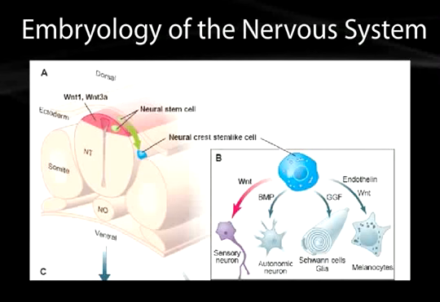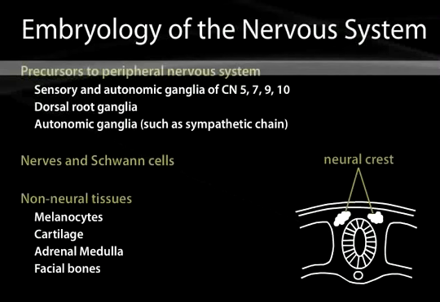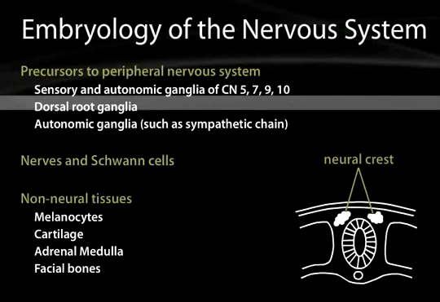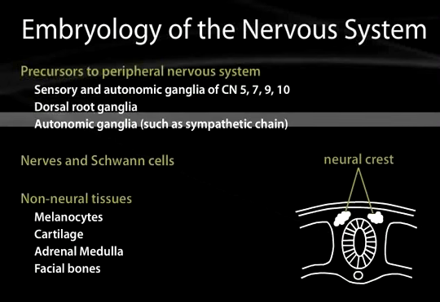Different types of growth factors will cause these neural crest cells to develop into different types of tissues, such as the sensory neuron, an autonomic neuron, Schwann cells, and melanocytes. The neural crest cells are the precursors to the peripheral nervous system. Therefore, they form the sensory and autonomic ganglia of cranial nerves 5, 7, 9, and 10. They also form the dorsal root ganglia and autonomic ganglia, such as the sympathetic chain.